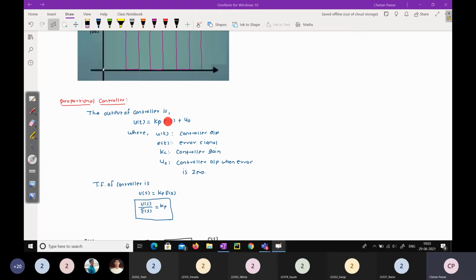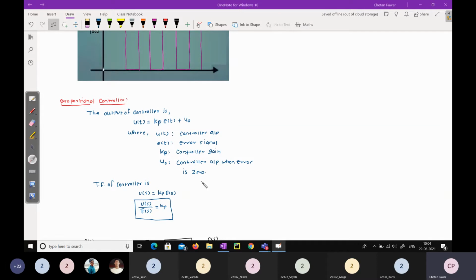And e of t is the error signal, and here kp is a controller gain.